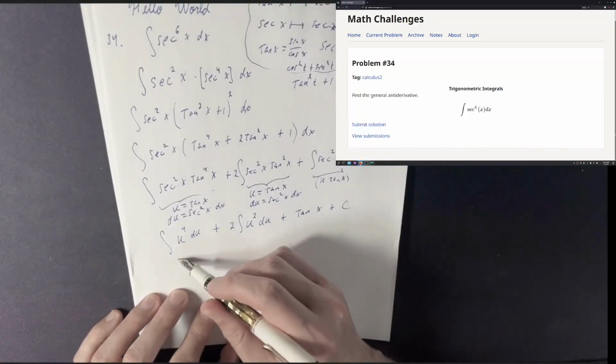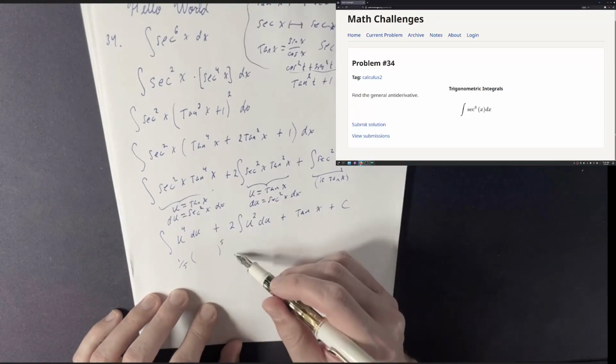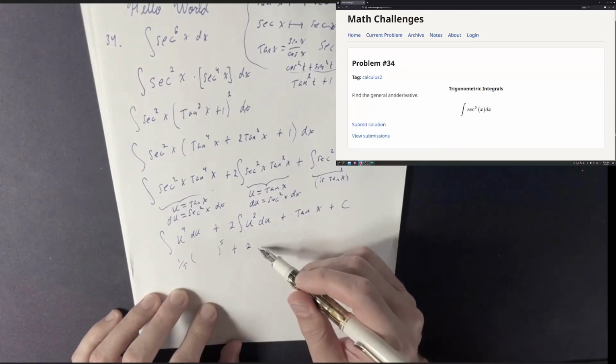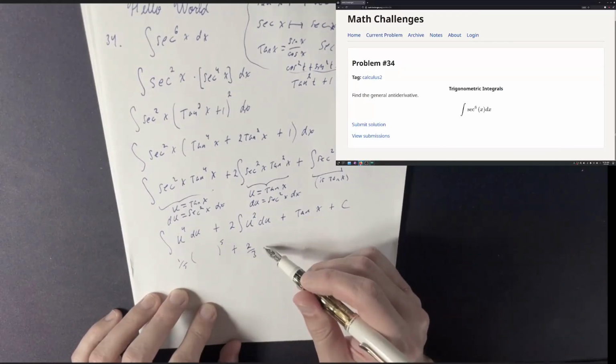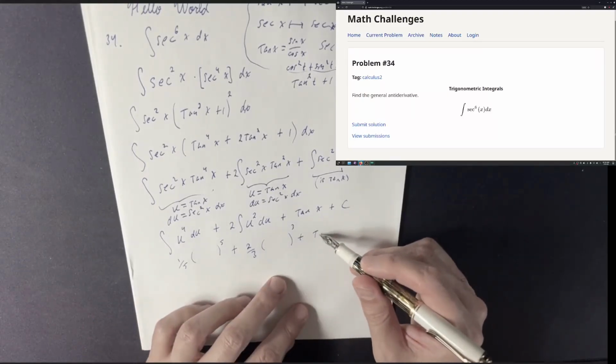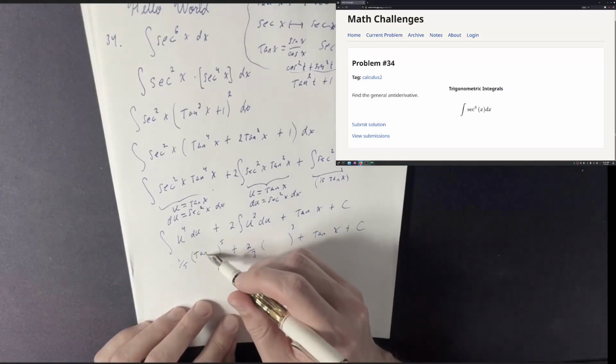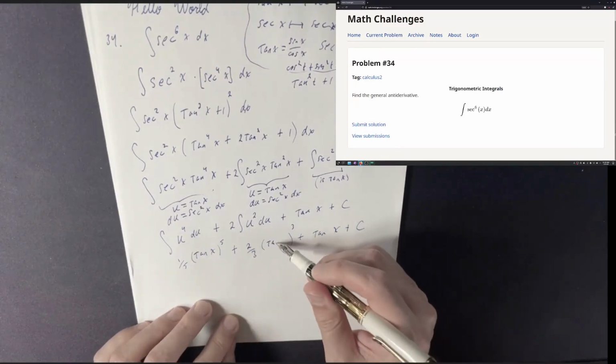So yeah, we're just about done. I got a fifth u to the 5th plus 2 thirds u cubed. So I believe that's my answer.